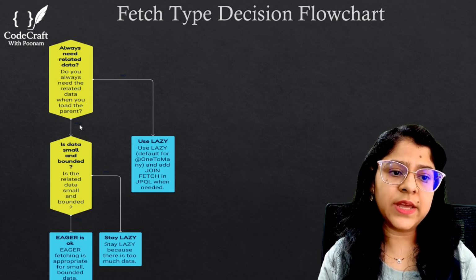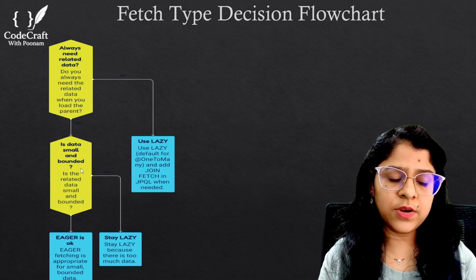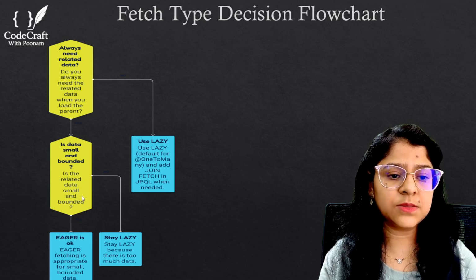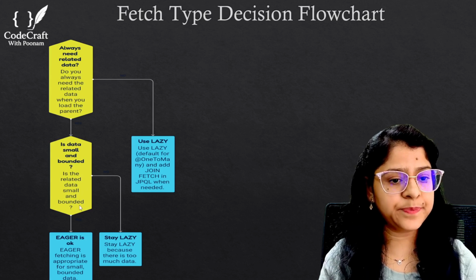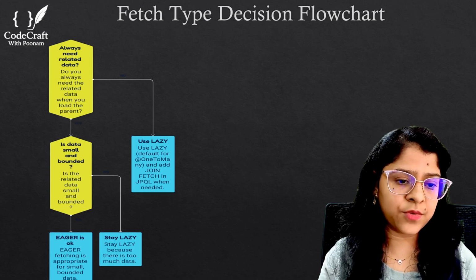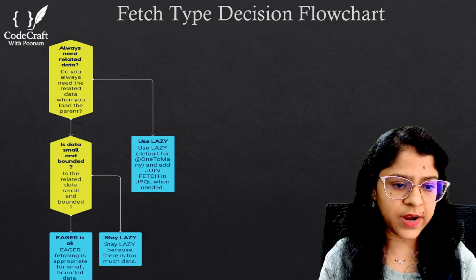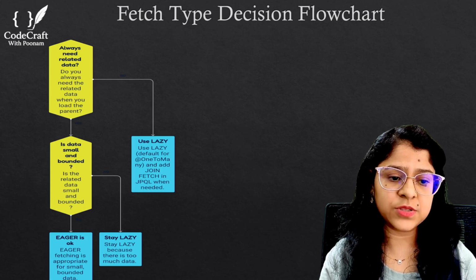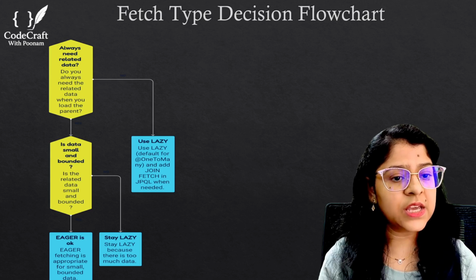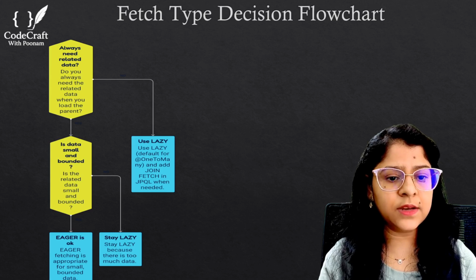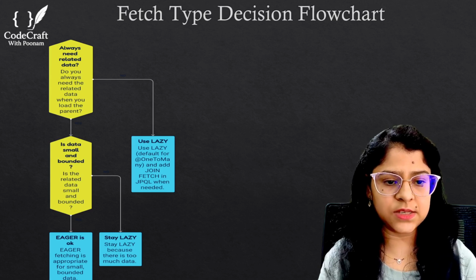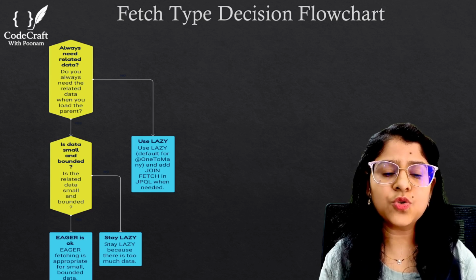So if yes, then you need to think whether the related data is small and bounded. If it's small and bounded, then eager is okay. That is, eager fetching is appropriate for small and bounded data. If no, then go with lazy. Stay lazy because there is too much data.